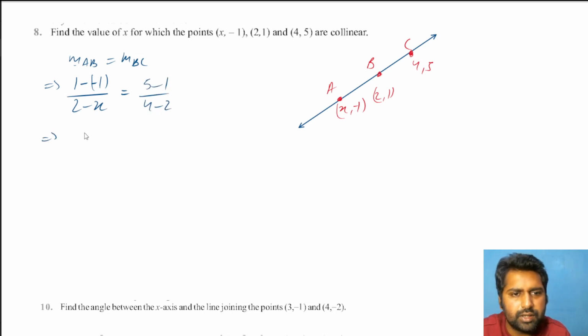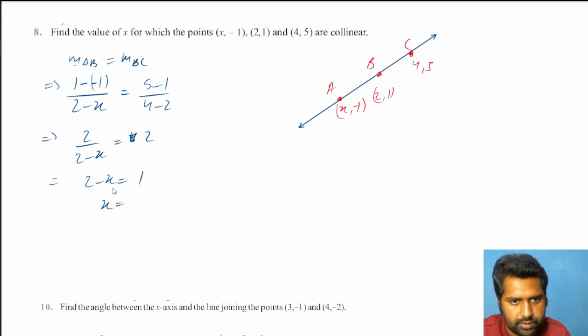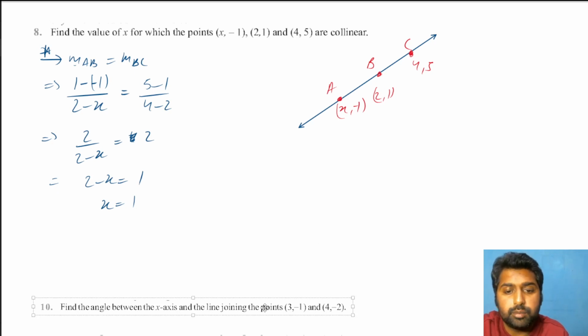You can easily calculate now. 2 upon 2 minus x is equal to 4 by 2, which is 2. Okay. So you'll get 2 minus x equal to 1. So you'll get x is equal to 1. Simple enough. But you need the condition. That's the key part. You have to learn the conditions basically here. The slope of collinear points are same.